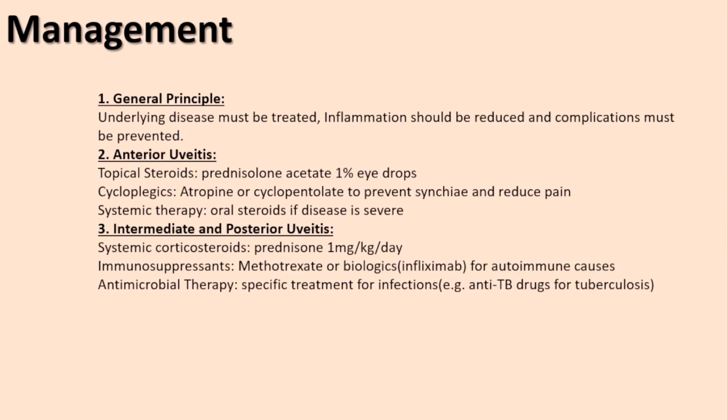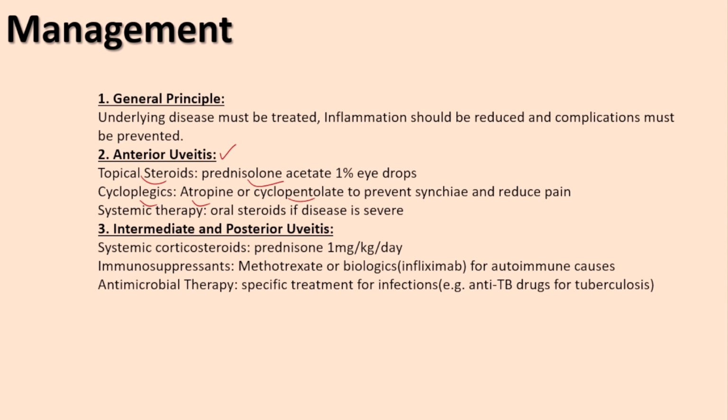So now let's talk about management of uveitis. Here we have several general principles. Underlying diseases must be treated, inflammation should be reduced, and complications must be prevented. If the patient is suffering from anterior uveitis, we usually start with topical steroids. So prednisolone acetate 1% eye drops can be used. We can also use cycloplegics like atropine or cyclopentolate, and this is usually done in order to prevent formation of synechiae and reduce the pain.